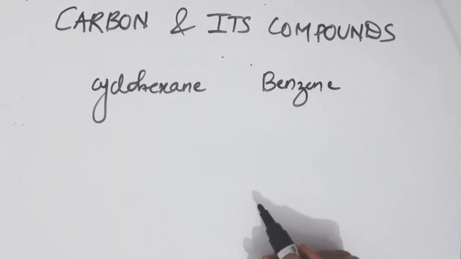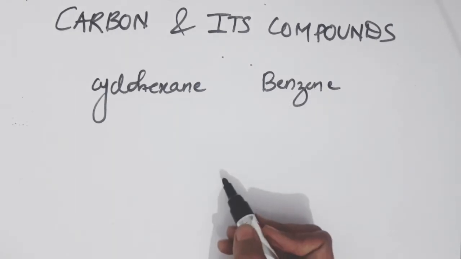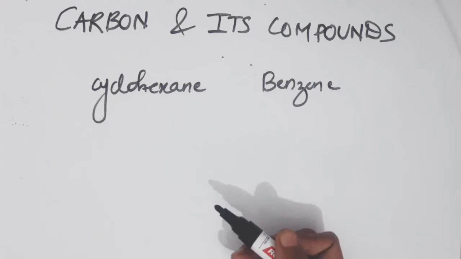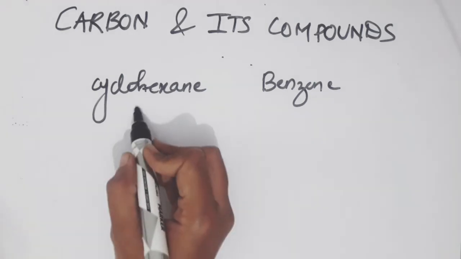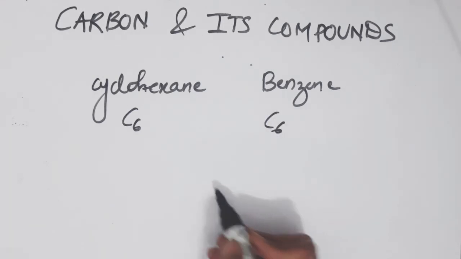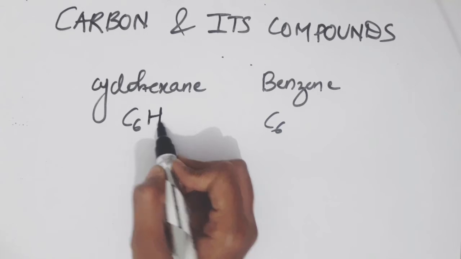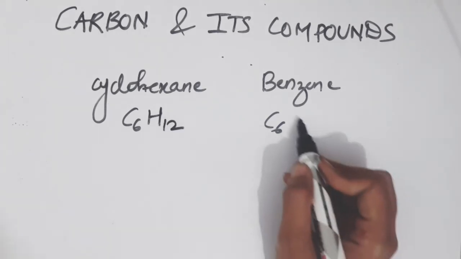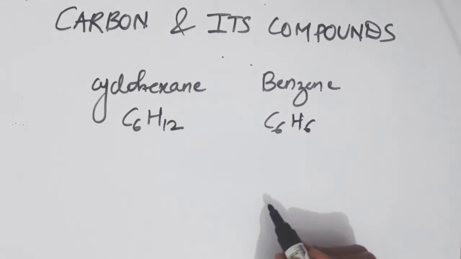If you are a 10th class student, you could be asked what is the difference between cyclohexane and benzene. Both have 6 carbon atoms. Here also we have C6, here also we have C6. But the number of hydrogen atoms changes. In this case we have 12 hydrogen, in this case we have only 6 hydrogen.